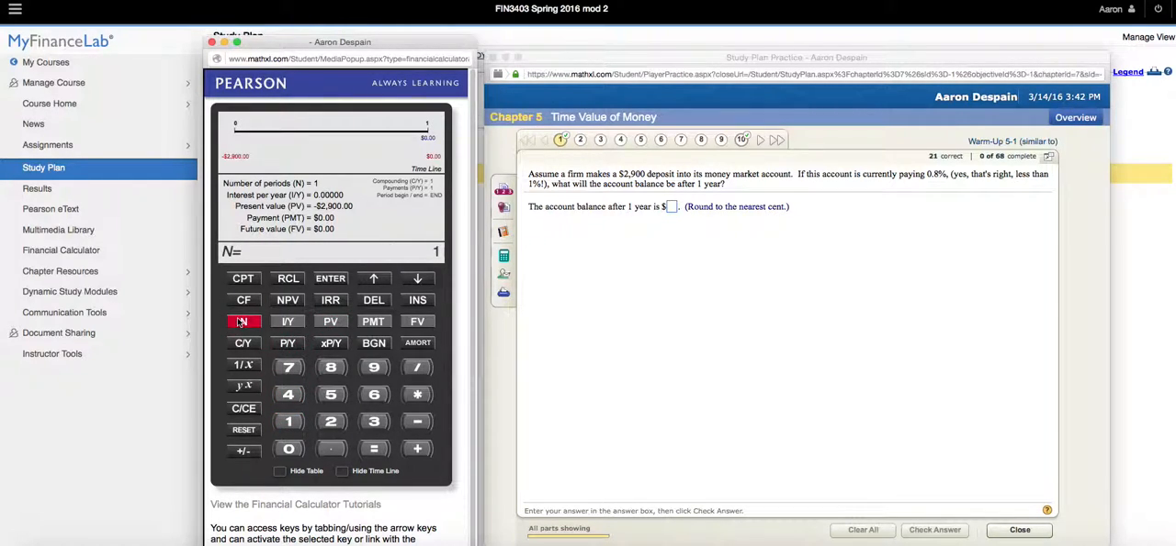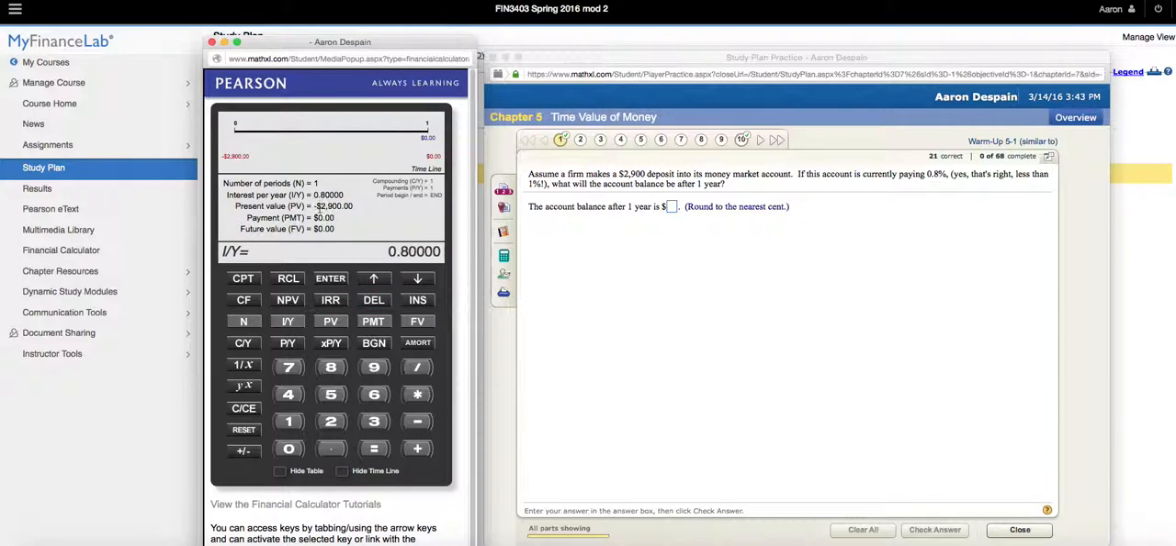N is the number of periods. And the interest rate is 0.8%, so that's our rate for the year. So we're going to do 0.8, then I/Y, which is interest per year, interest per period. There's no payment, no periodic payment such as an annuity would be, so we leave that blank or 0. And you can see again all the inputs up here.